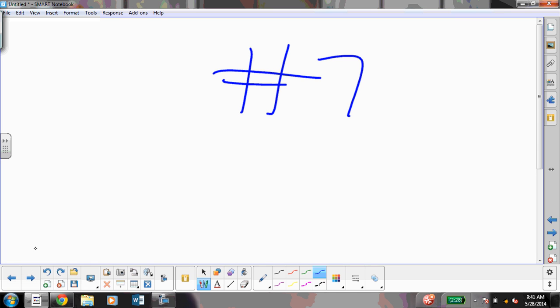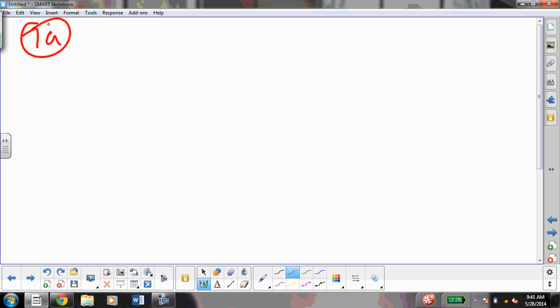All right, these are our reviews for number 7. Again, we are using our identities. Number 7a asks us to determine the exact value of the cosine of 165. There are many different options that you could do for this. I chose to use a sum identity. I used the cosine of 135 plus 30.